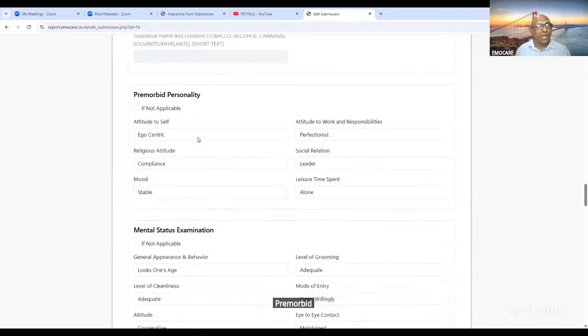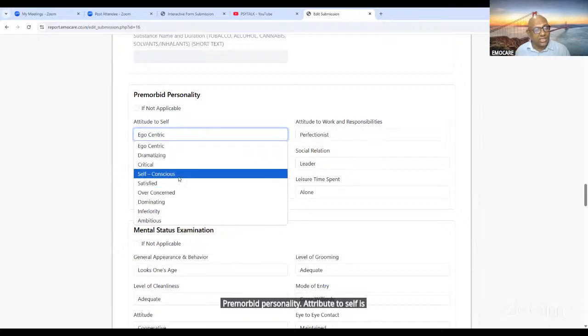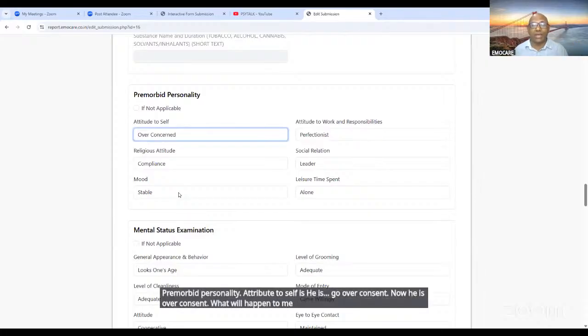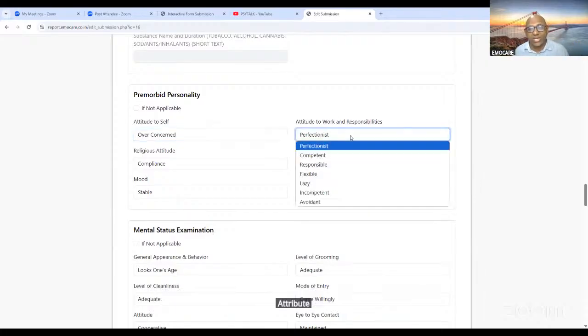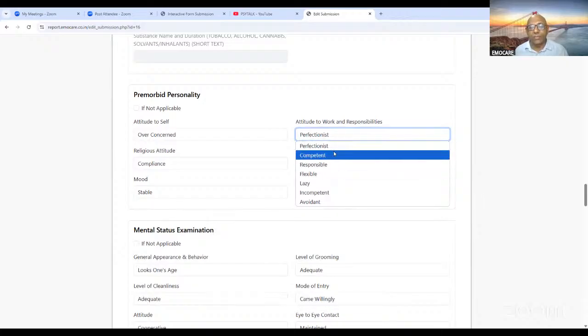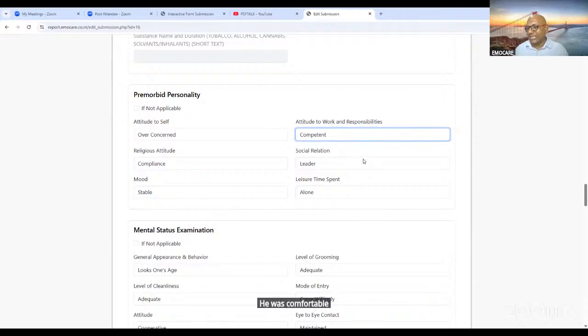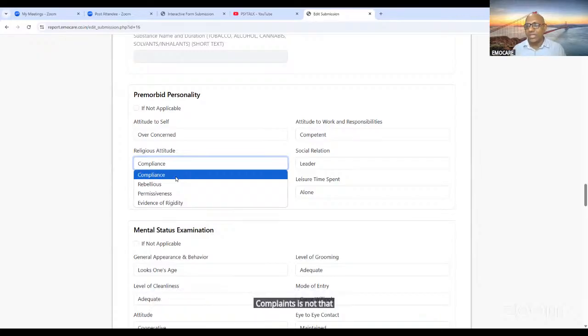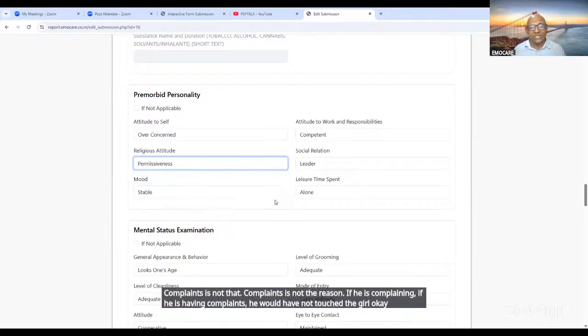Premorbid personality. Attitude to self is over concern. Now he is over concerned. What will happen to me? What will happen to me? Attitude to work and responsibilities. He was competent in his prayer work, etc. He was competent, but now he is having issues. Religious issues. Compliance is not there. If he had compliance, he would not have touched the girl.